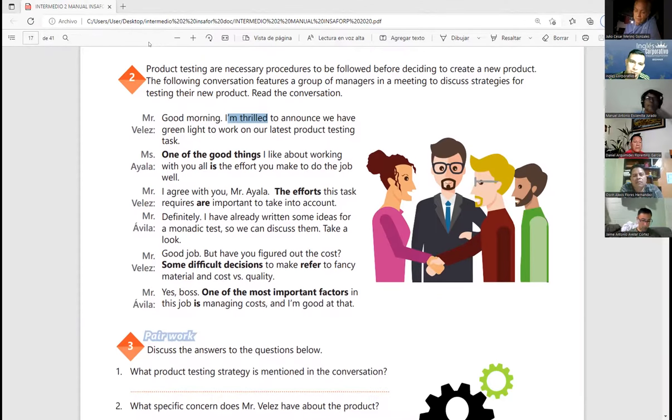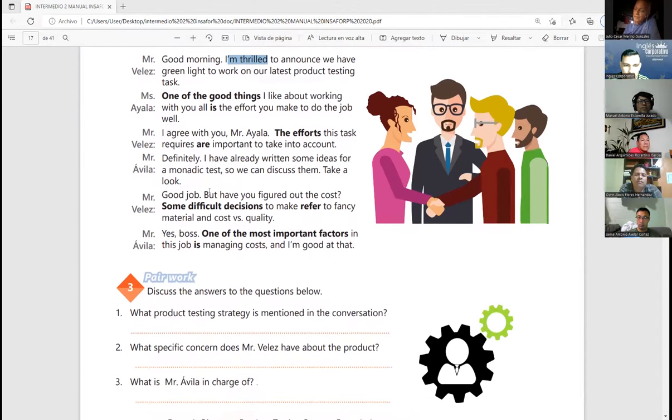I'm thrilled to announce we have green light to work on our latest product testing. One of the good things I like about working with you all is the effort you make to do the job well. I agree with you, Mr. Ayala. The efforts this task requires are important to take into account. Definitely. I have already written some ideas for the monadic test, so we can discuss them. Take a look.